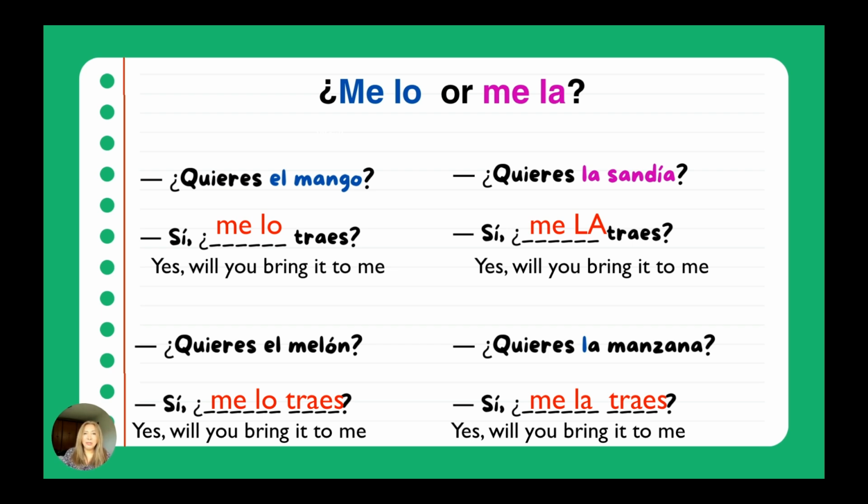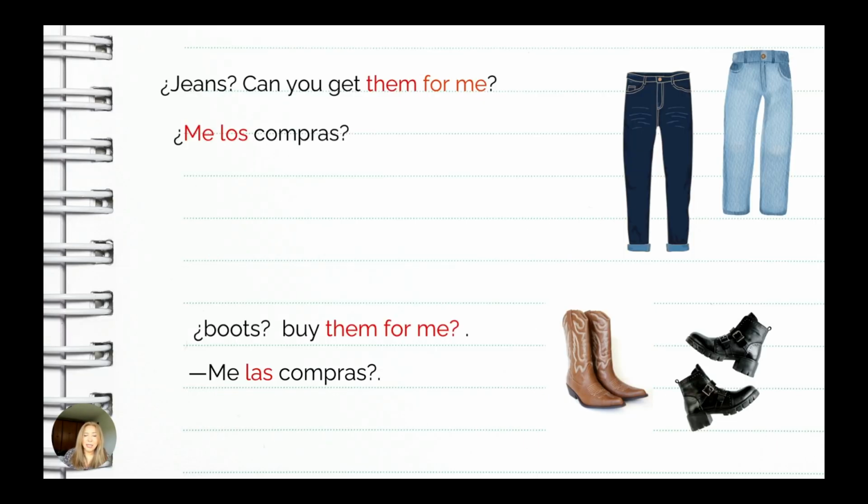All right. So now you know how to say it to me or it for me. You just have to pay attention to the object. Is it masculine? Me lo. Is it feminine? Me la. Where do you put it? Before the conjugated verb.